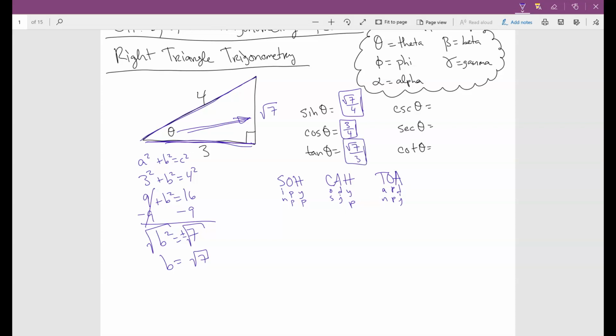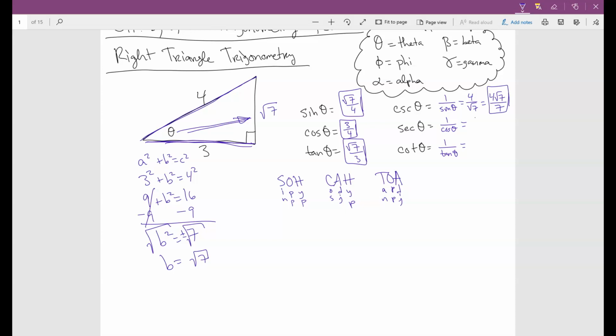Now, what about cosecant, secant, and cotangent? Cosecant is basically 1 over sine of theta. Secant is 1 over cosine of theta. And cotangent is 1 over tangent of theta. So if I know what the sine, cosine, and tangent are, the reciprocal of that, or flipping it, is going to be the cosecant, secant, and cotangent. So square root of 7 over 4 becomes 4 over square root of 7. If I rationalize this, it will be 4 square root of 7 over 7.